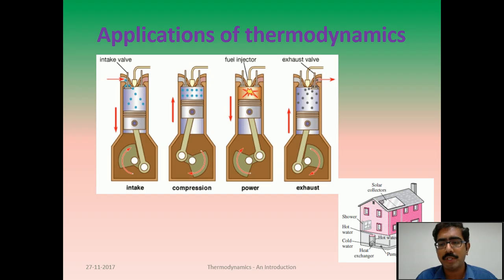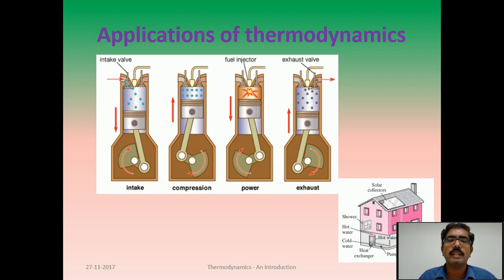After the combustion, we have exhaust gas. This exhaust gas we have to release to the surroundings. So the exhaust valve will be open, and again the piston moves from bottom dead center to top dead center, so the gas is expelled to the surroundings.